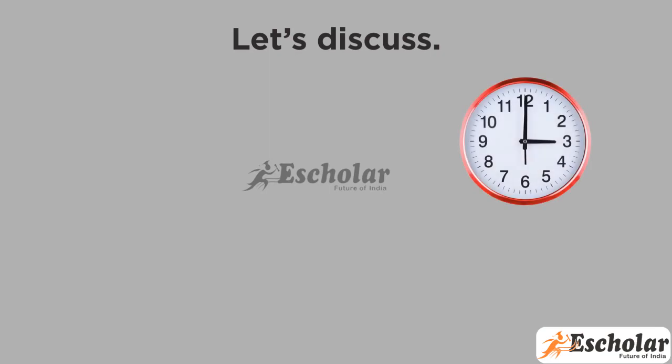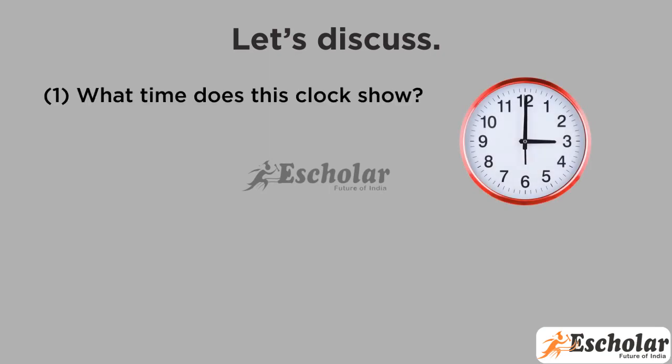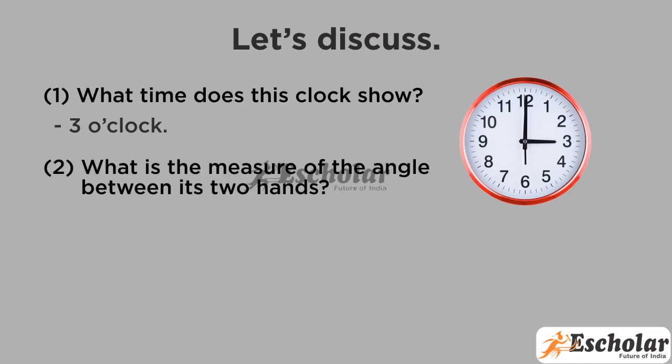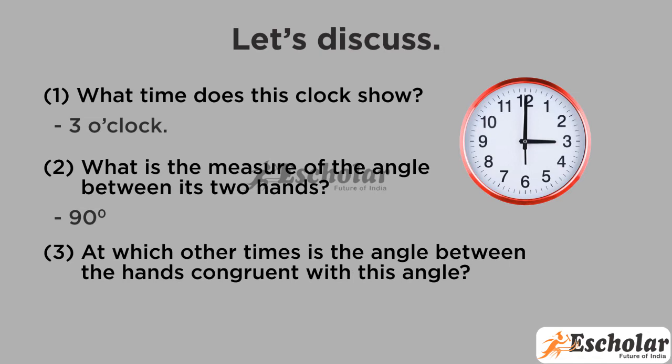Let's discuss. First, what time does this clock show? 3. Second, what is the measure of the angle between its two hands? 90 degrees. Third, at which other times is the angle between the hands congruent with the angle? 9.